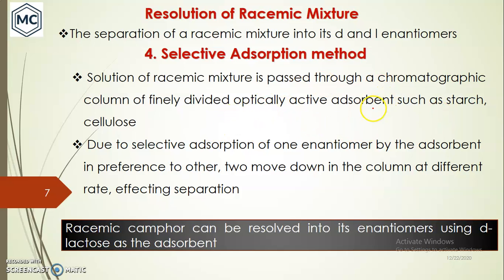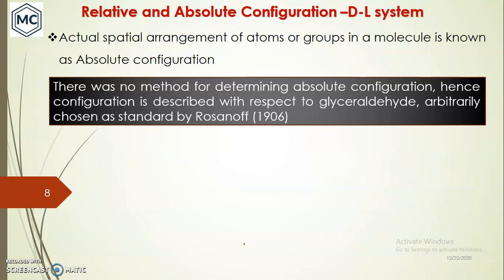So what is the advantage of this adsorbent? It can selectively adsorb one enantiomer in preference to the other. So if you are doing column chromatography, two enantiomers move in the column at a different rate and you can get them separated. So a racemic mixture of camphor can be resolved into its enantiomers using D-lactose as the adsorbent, that is, a D-lactose column. So these are the four methods.